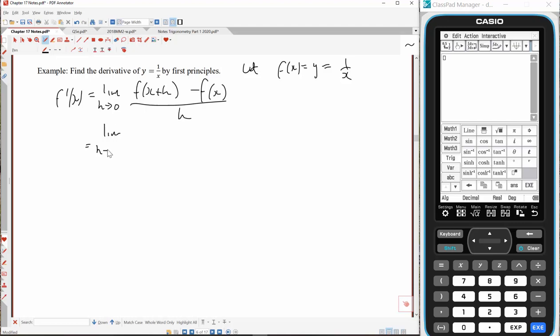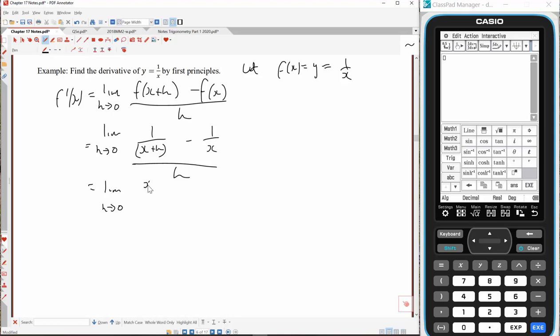The limit as h approaches 0, don't forget that. So I'm going to jam x plus h into f of x. I'm going to do f of x plus h, which gives me 1 over x plus h, take away 1 over x, all over h. The limit as h approaches 0. Now what I'm going to do is try to get rid of this h at the bottom here, and to do that, I'm going to find a common denominator and combine the numerators.